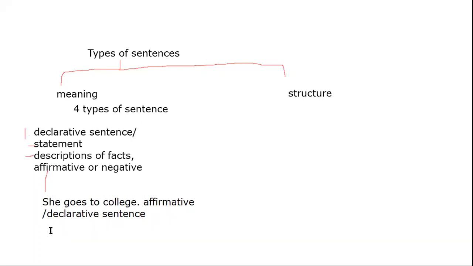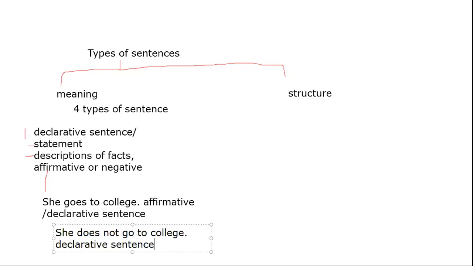She does not go to college. अगर हम negative sentence बनाएं, then it will be she does not go to college. Okay, ये क्या है? ये declarative sentence ही है. Type क्या है? Declarative sentence. But it is negative. It's negative. Okay.